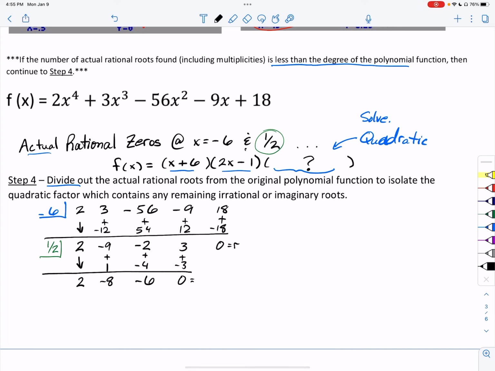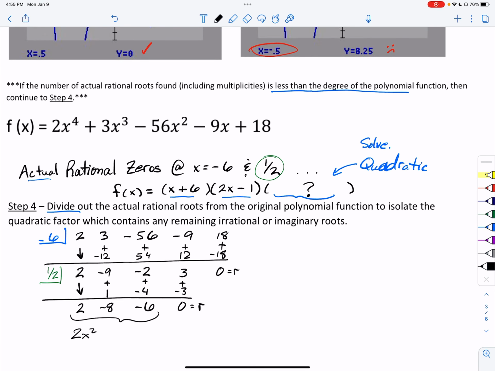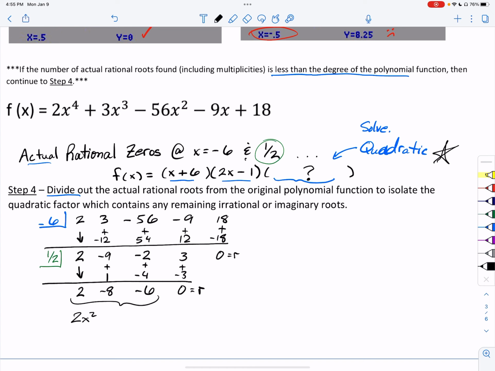Add to 0. And again, another little checkpoint here. That last number is our remainder, and we should be getting 0 as we are dividing out factors. So what this represents here is that quadratic factor I was talking about earlier, right up here. So this is 2x squared minus 8x minus 6. And we're actually trying to solve this. So we want to set it equal to 0 and find its zeros or its roots.